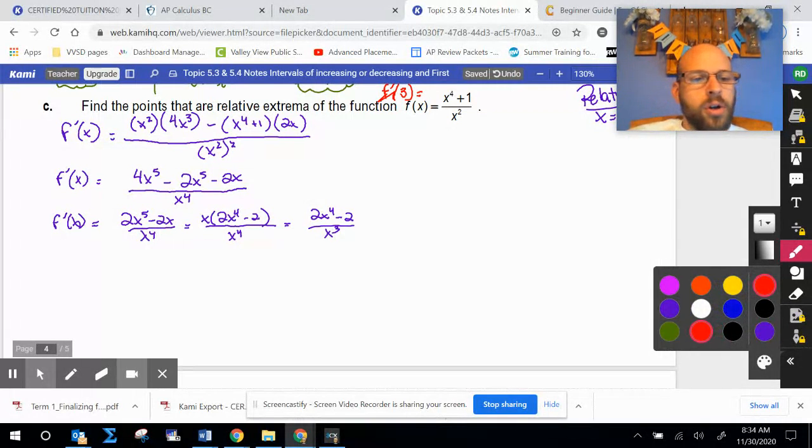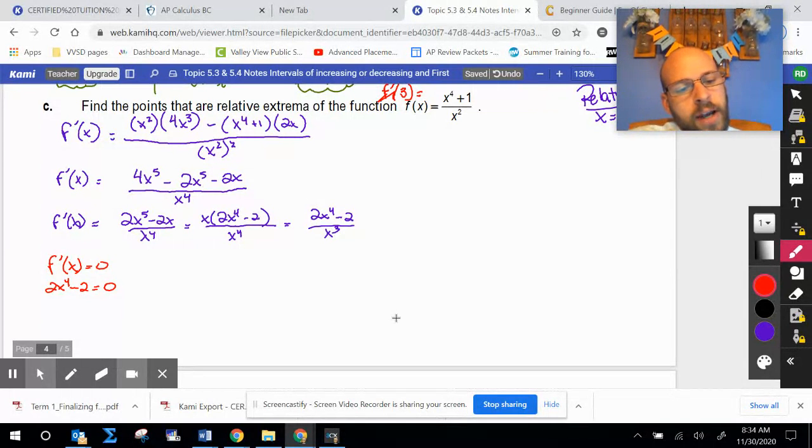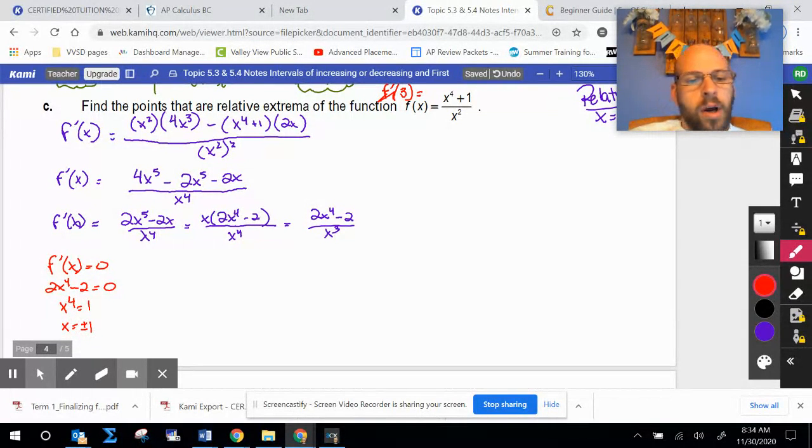So now I want to find the critical points. But critical points can be where it's 0 or undefined. So I want to know where f prime of x is equal to 0, which means I want to know where 2x to the 4th minus 2 is equal to 0. Because it's a fraction, I just want to know where the numerator is equal to 0. And if you add the 2, divide the 2, I get x to the 4th equals 1. And if you take the 4th root of that, you get plus or minus 1.